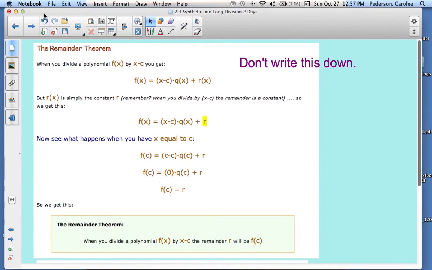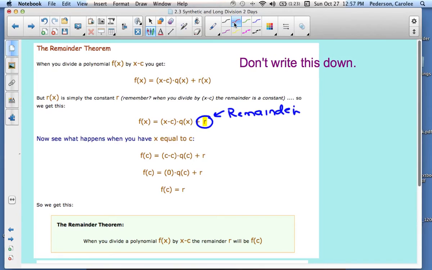So here's the remainder theorem. You don't need to write this down, you'll be able to practice it. When you divide a polynomial by that factor x minus c, and if you get a remainder out, that remainder is a constant. And this is our little r, our remainder. This piece is our factor, and then after we use synthetic division, this is what we get, the q of x.